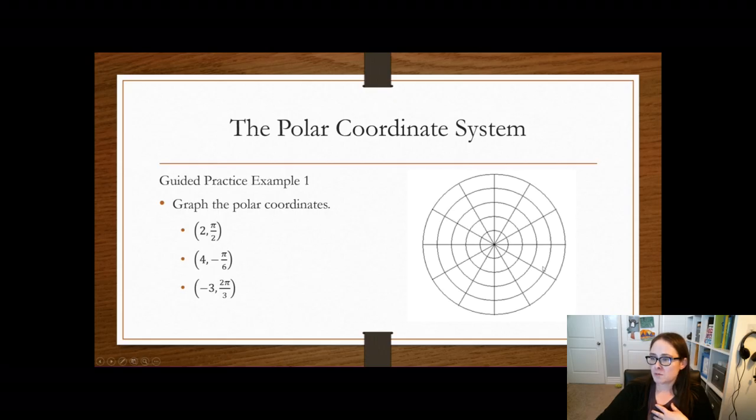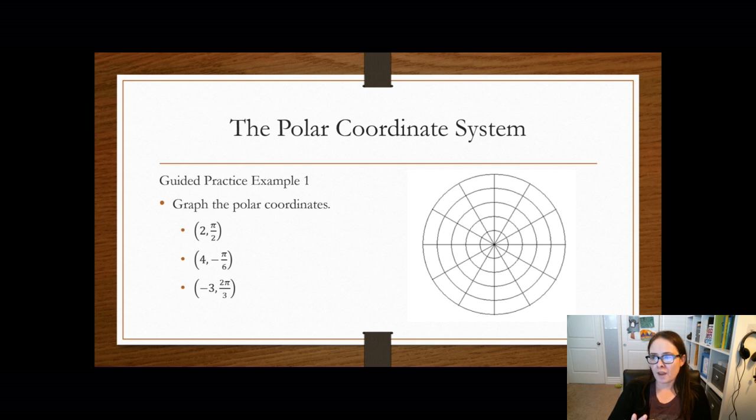And for any point that I'm trying to describe in the system, this first number would be the distance between the pole and my point. And then pi over 2 would be the angle between this line here, also known as the positive x-axis, and the line that connects my point to the pole. That would be where that angle comes from.